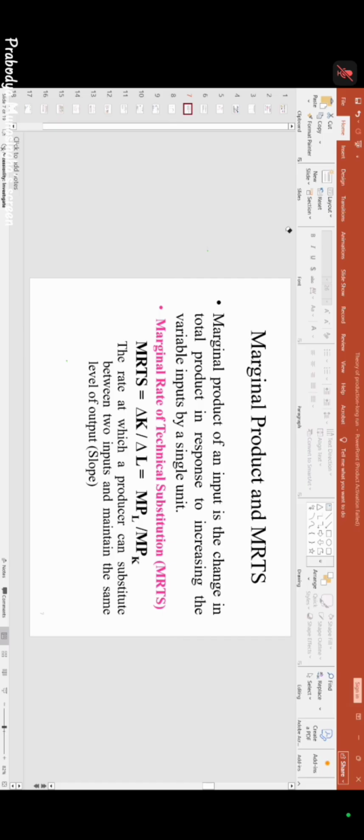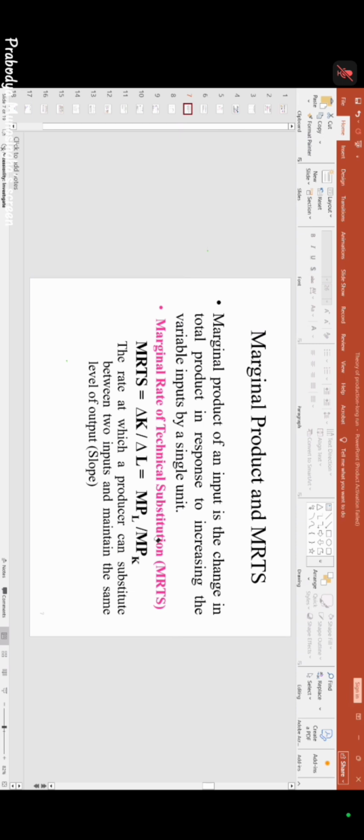Also, when you are explaining the compromise of different kinds of input, you can use this particular wording, marginal rate of technical substitution, to interpret those things. Okay? Yes, one more explanation. So basically this concept represents, students, marginal product and marginal rate of technical substitution.